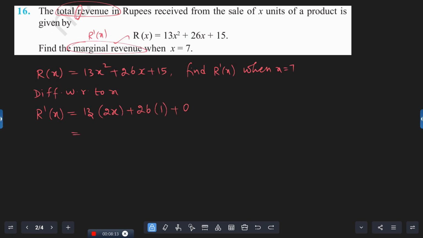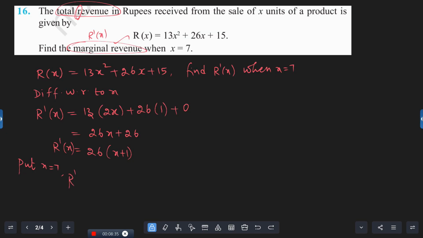So that is 2 into 13, 26x plus 26. If you take 26 common outside, it is 26 into x plus 1. This is the marginal revenue. But they have given x equal to 7, so what is the answer? So put x is equal to 7.